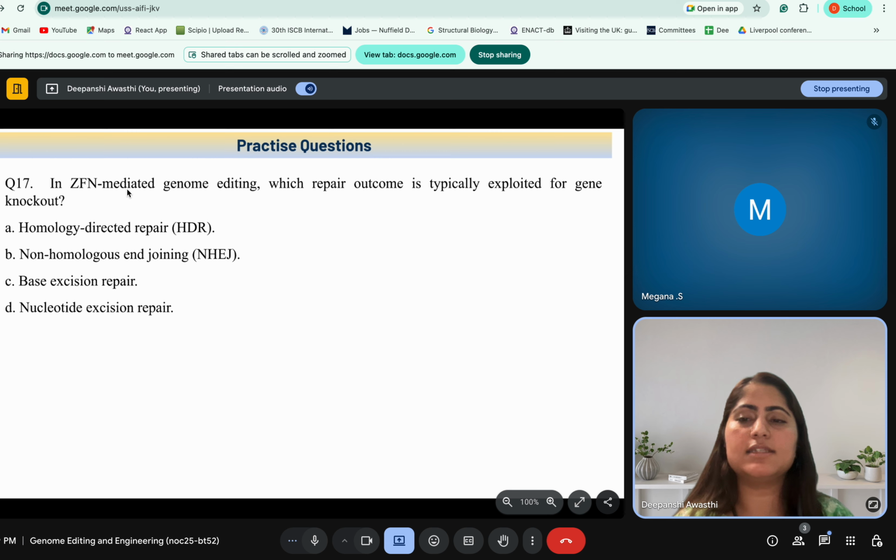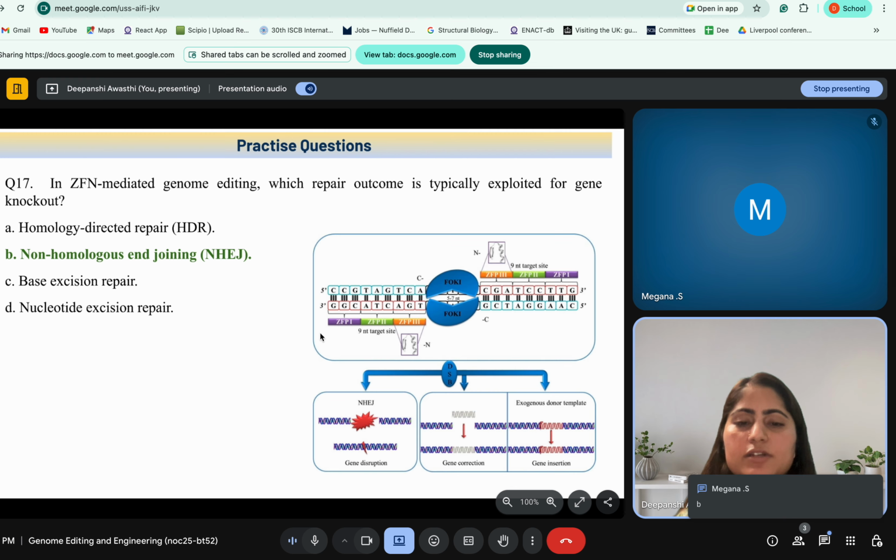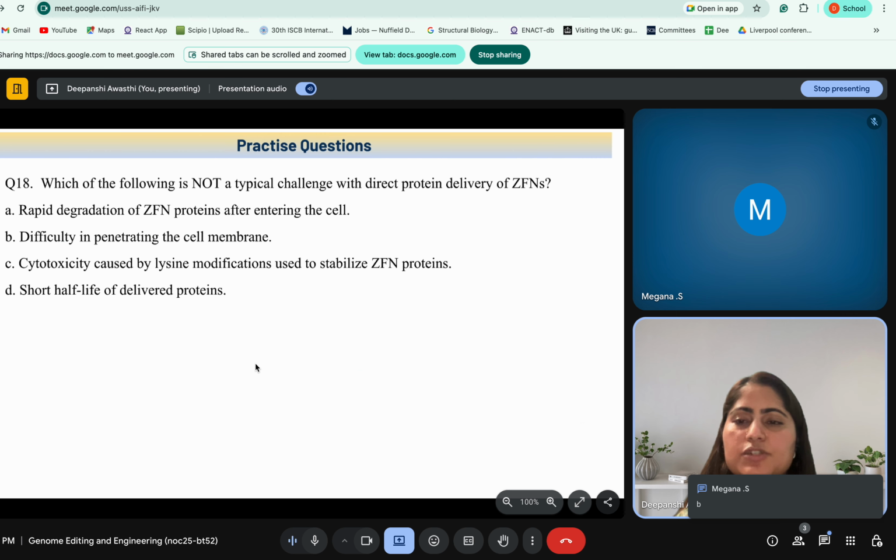Next question is, in ZFN mediated genome editing, which repair outcome is typically exploited for the gene knockout? So homology directed repair, non-homologous end joining, base excision repair, and nucleotide excision repair. Yeah, so this is also straightforward, and we have already seen that how NHEJ leads to gene disruption.